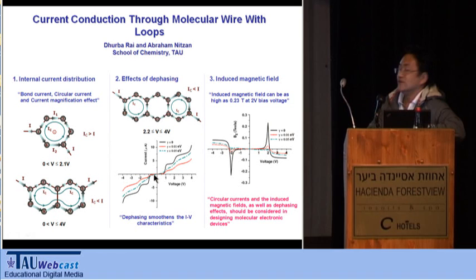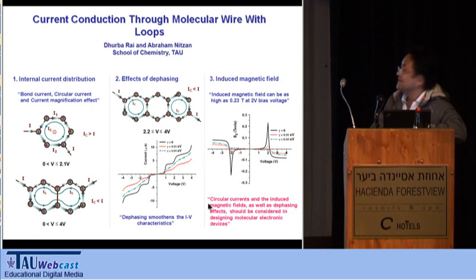It will become smoother and smoother, so the step-like characteristics will disappear. We also studied, in fact, we estimated the induced magnetic field at the center of the benzene ring. For instance, here, we found the magnetic field to vary like this. At this particular voltage, the current will become maximum, and beyond that, the magnetic field will change direction. So the magnetic field reaches as high as 0.23 Tesla at 2 volt bias.